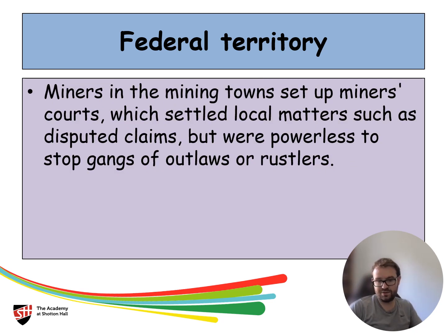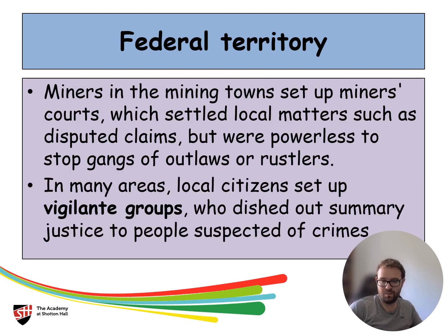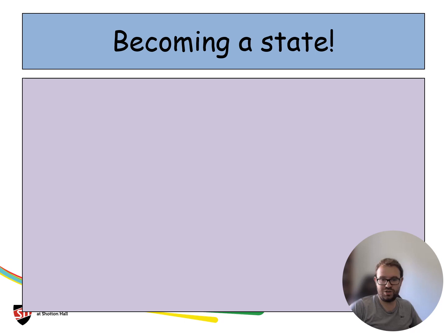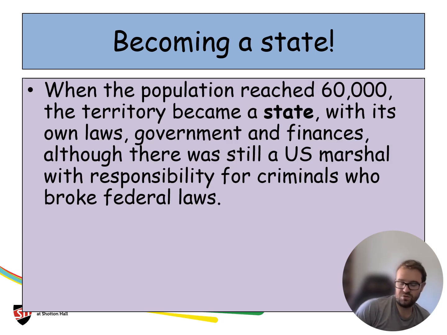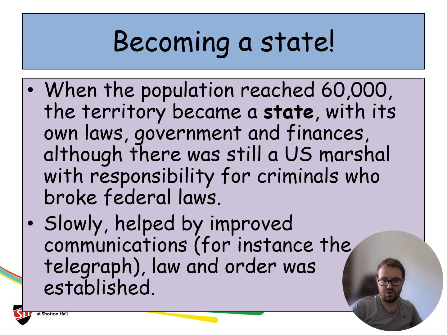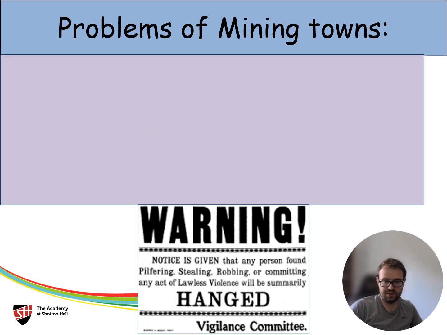Miners in the mining towns set up miners' courts, basically to settle matters themselves. In many areas, local citizens set up vigilante groups who dished out their own kind of justice. To become a state, you'd reach 60,000. The territory became a state with its own laws, government, and finances, although there was still a US Marshal present, slowly helped by improved communications.